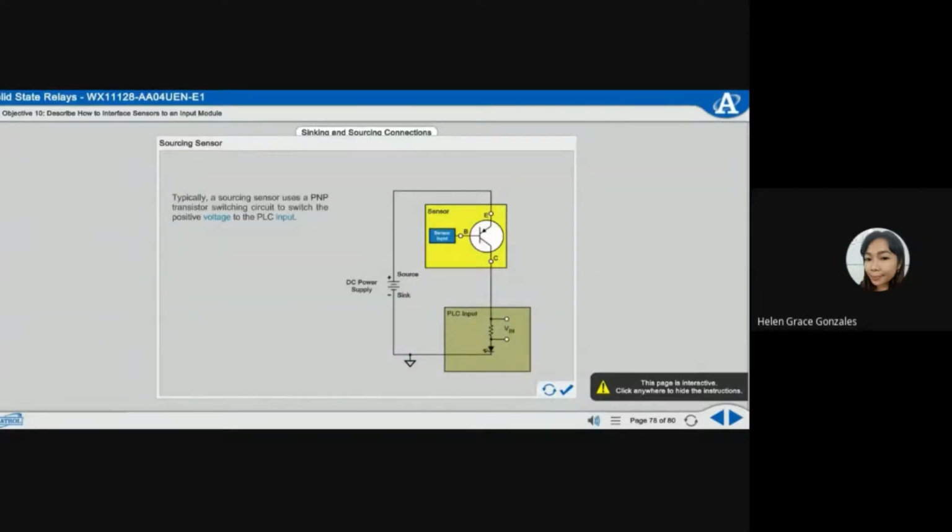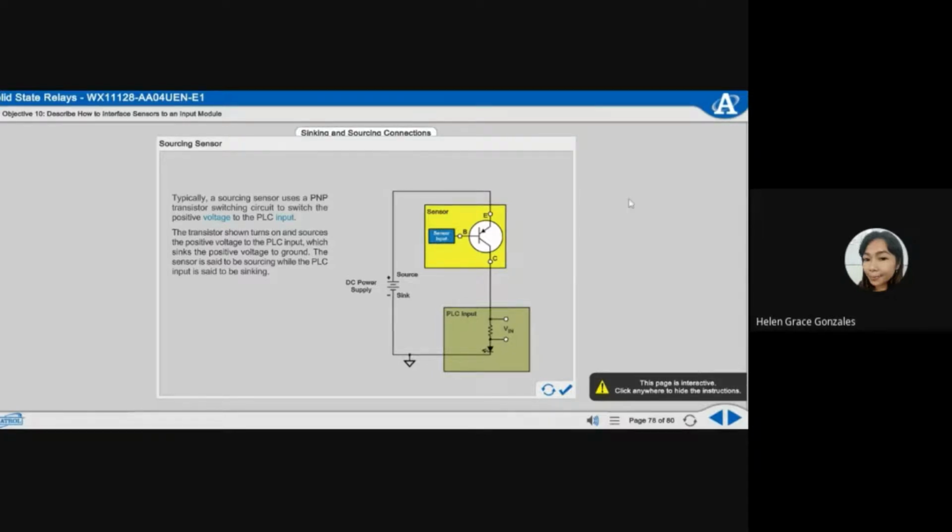Typically, a sourcing sensor uses a PNP transistor switching circuit to switch the positive voltage to the PLC input. The transistor shown turns on and sources the positive voltage to the PLC input, which sinks the positive voltage to ground. The sensor is said to be sourcing, while the PLC input is said to be sinking. These types of connections always occur in sinking and sourcing pairs. If the sensor is a sourcing sensor, the machine or PLC input must be a sinking input.